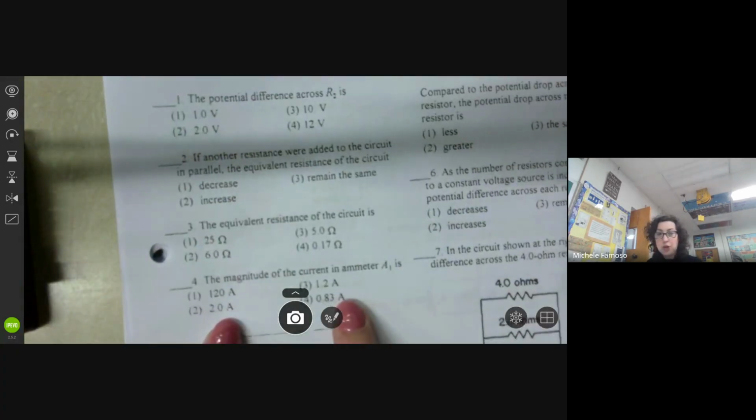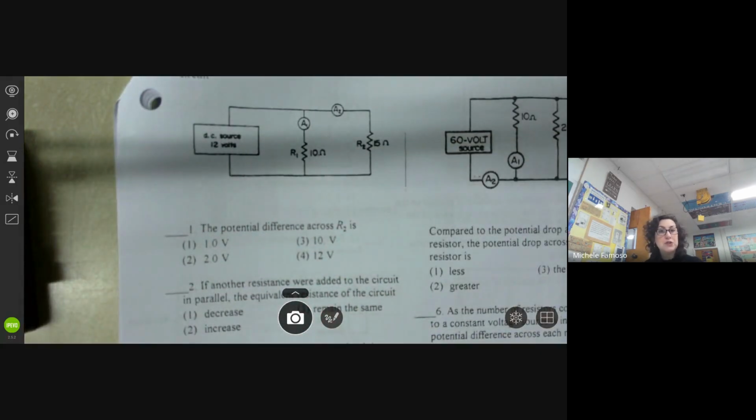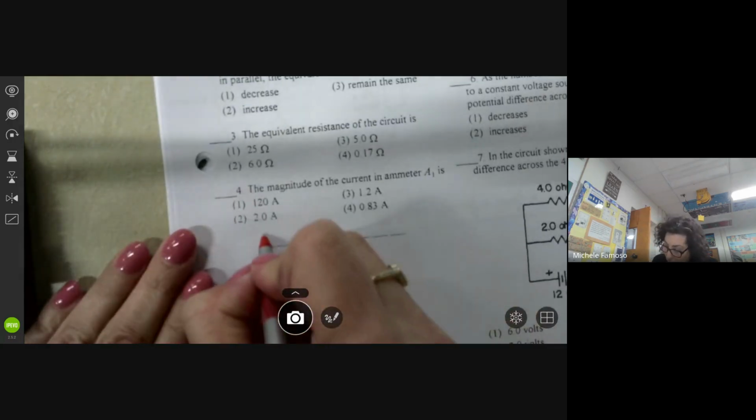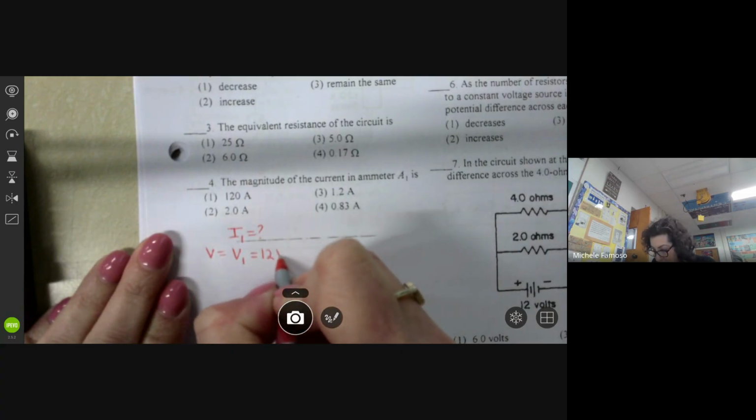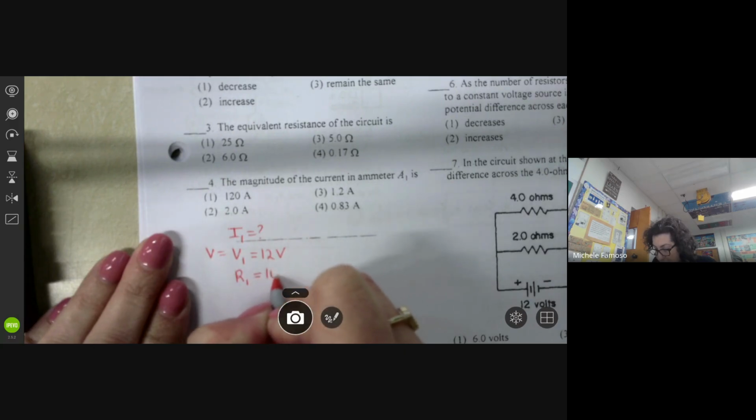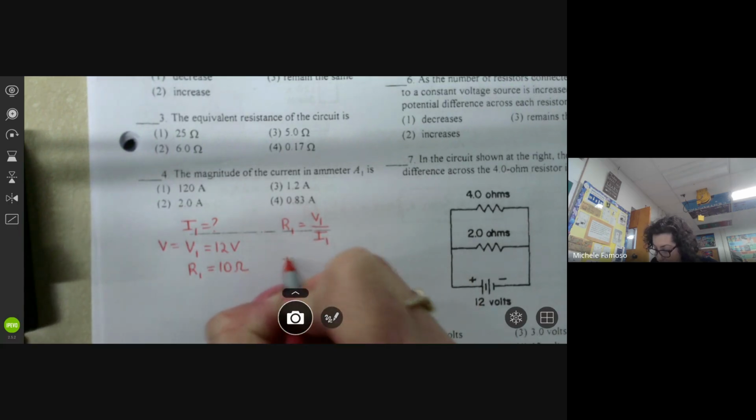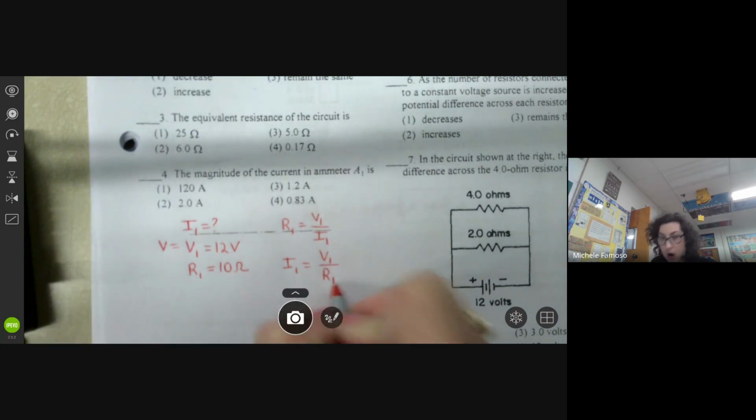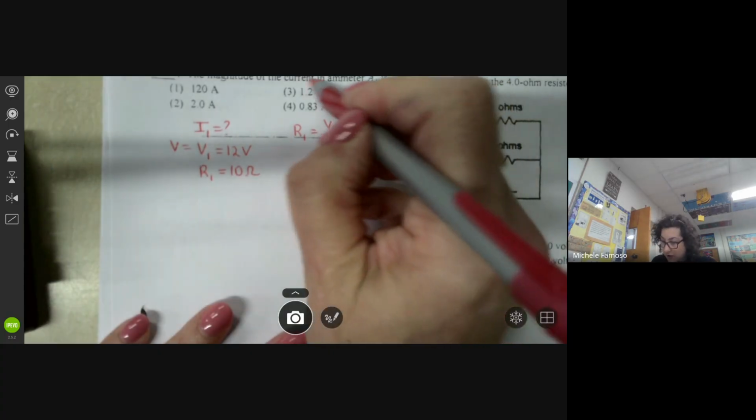What is the magnitude of the current in ammeter A1? Okay, A1 is only going through the first resistor. So what I'm looking for is I1. In a parallel circuit, I know the voltage is the same as the battery, and that is 12 volts. And I know the resistance is 10 ohms. I'm going to use Ohm's law applied to that resistor, that branch. R1 is V1 over I1. So I1 is V1 over R1. I'm going to plug in 12 volts over 10 ohms. That is 1.2 amps of current, choice number 3.